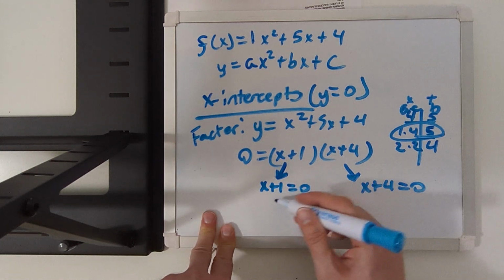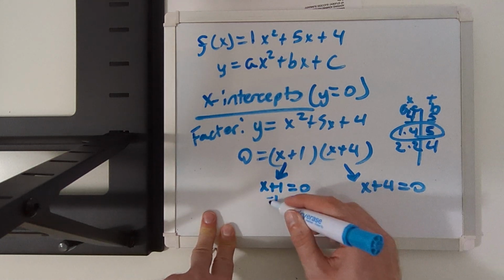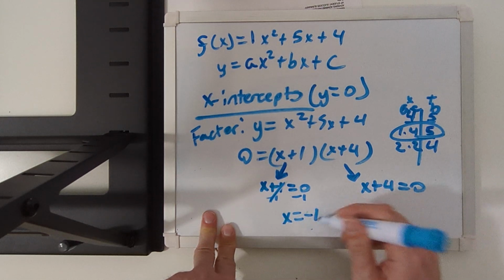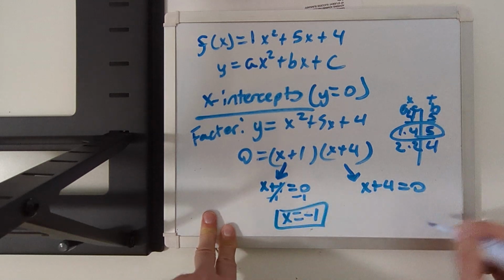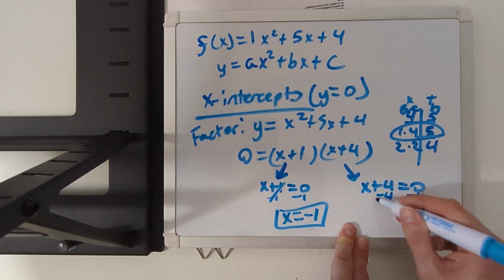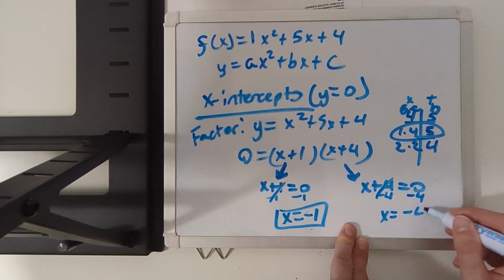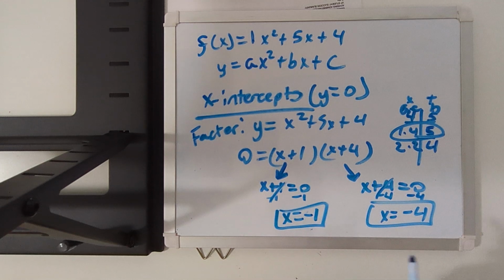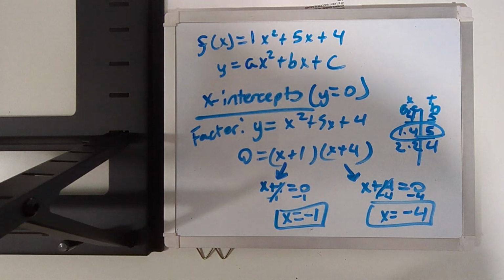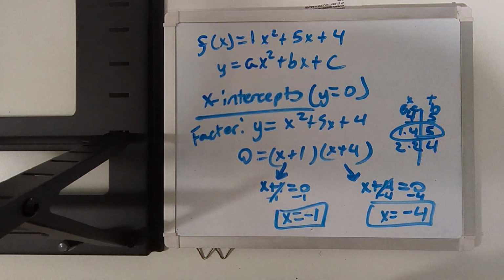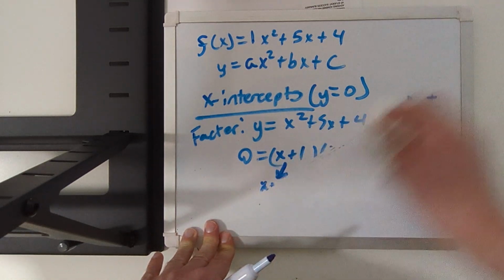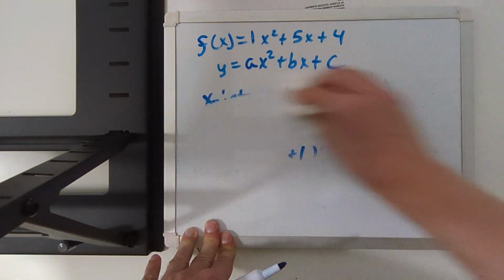X plus 1 equals 0, the opposite of adding 1, subtracting 1. So x equals negative 1. That is one of your x-intercepts. The opposite of adding 4, subtracting 4. X equals negative 4 is the other x-intercept. This is one way to get x-intercepts. But not every equation will factor. So this method won't always work. If it doesn't work, then we have another formula that could be used.